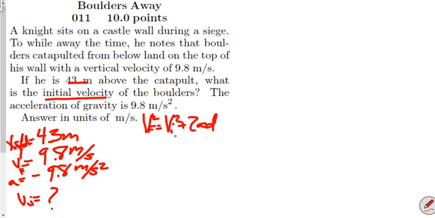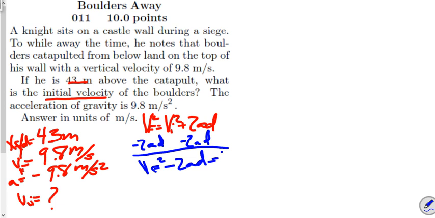I challenge you not to calculate numbers, or do the algebra first. Do not put in your numbers. Let's do letters first. Okay? So I need to get VI by itself. So my first step, remember always working outside in, is to subtract away the 2AD from both sides. So now I have VF squared minus 2AD is equal to VI squared.